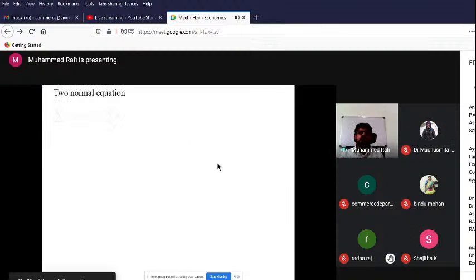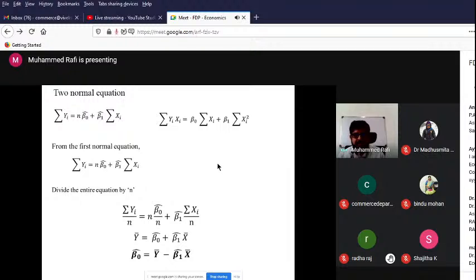So we have two normal equations here. And then you solve these two normal equations. If you solve the first normal equation, you are dividing the entire equation by n, then you get the beta 0 cap. So we are actually going for the differentiation with respect to beta 0, and we got the first normal equation. When we solve it, you get beta 0 cap, which is equal to y bar minus beta 1 cap x bar.